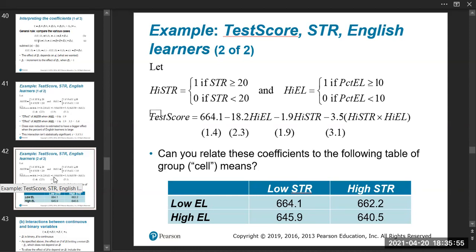This page talks about whether you can relate these coefficients to the following table of group cell means. The answer is yes. Look at beta 1, beta 2, and beta 3 and think about what they mean. If you look at the effect of high and low English learner in those districts with low STR, the difference between these two groups is exactly beta 1.